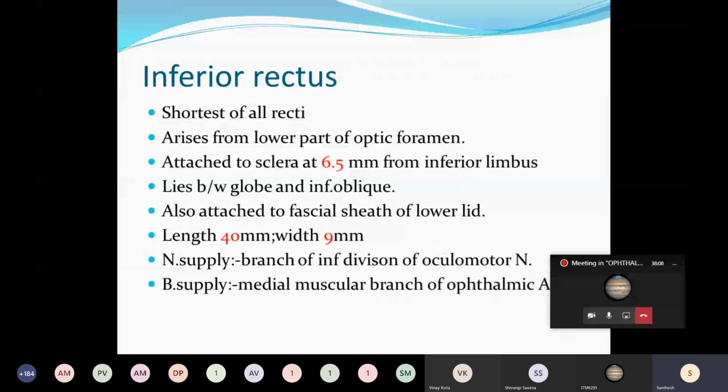Length of inferior rectus, as I told you earlier, it is the shortest of all. It's only 40 millimeters in length. Width is again 9 millimeters. Nerve supply, a branch from the inferior division of the oculomotor nerve. The blood supply is from the medial muscular branch of the ophthalmic artery.